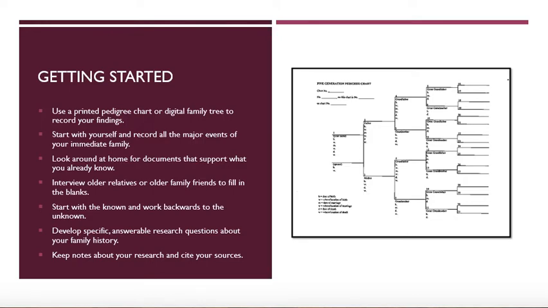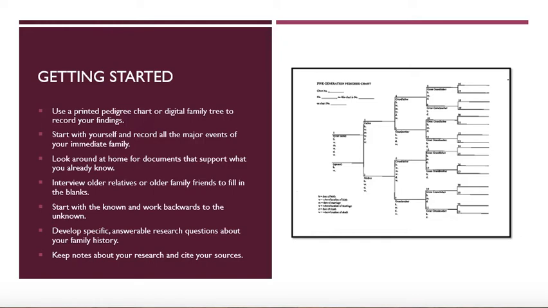Getting started. If you're new to genealogical research, there's a few things you should start with. First of all, this image shows a printed pedigree chart or a digital family tree. You can use these to record your findings. Start with yourself and record all the major events of your immediate family. Look around at home for documents that support what you already know. Interview older relatives or older family members to fill in the blanks.